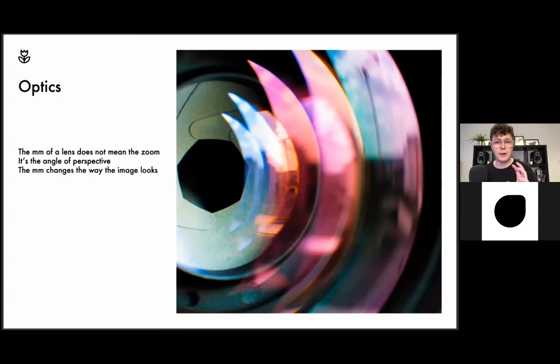And what I want to talk about is optics and the way that our perception changes based on optics. So the millimeter of a lens on a camera, let's get technical for a little bit, doesn't mean the zoom. So if you go to buy a camera and it says this is an 80 millimeters zoom lens, it's not actually talking about how much it zooms in, but zoom is like a byproduct of that, okay? It's actually talking about the angle at which the image goes into that lens.